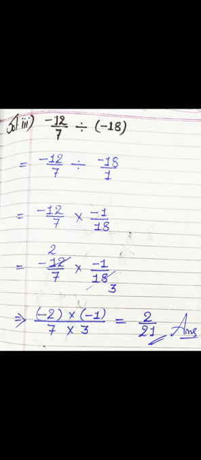Here is one more question based on this concept. Here we have to verify whether the given statement is true or false. How can we verify this? First we will find out the left hand side value, then we will find out the right hand side value. If both the values are the same, then the statement will be true, and if we get different values, then the statement will be false.